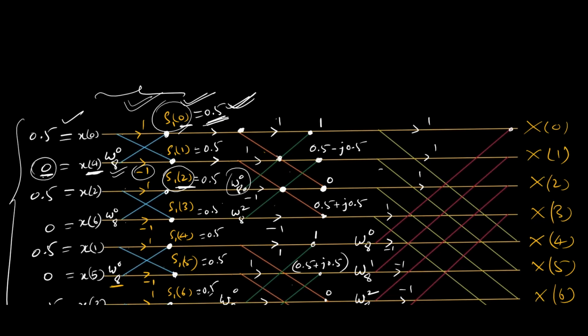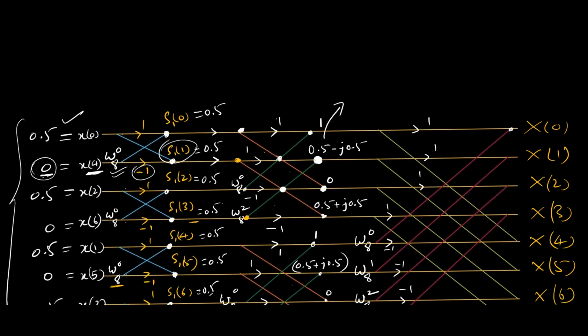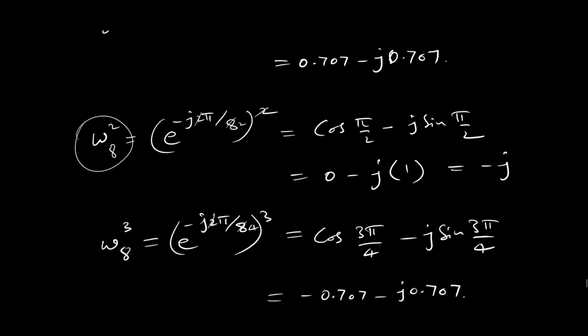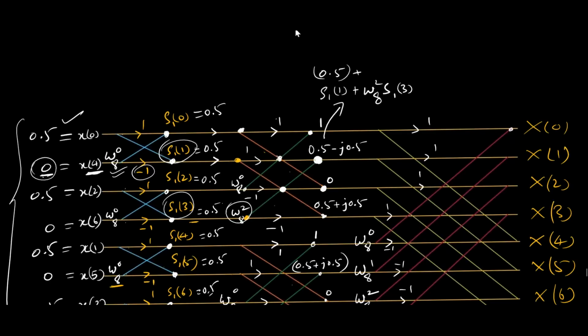In a similar way we can find the values for the second butterfly. It will come out to be 0.5 minus iota 0.5. At this point S11 and S13 are the input pair, and the twiddle factor here is W8 to the power 2. So this equation becomes S11 plus twiddle factor multiplied with S13. We know the value of S11 is 0.5, and the twiddle factor we have already calculated is minus iota. So I'll write minus iota multiplied with S13, which is again 0.5. This value is nothing but the value I've written over here.